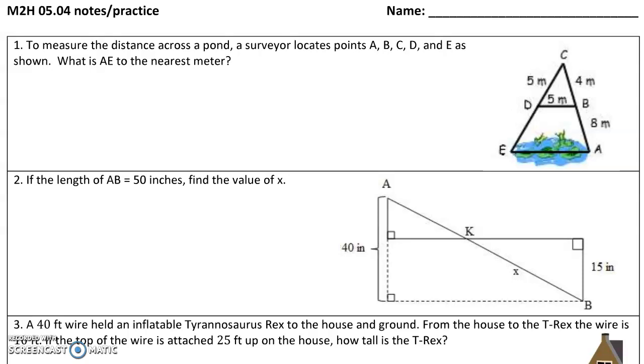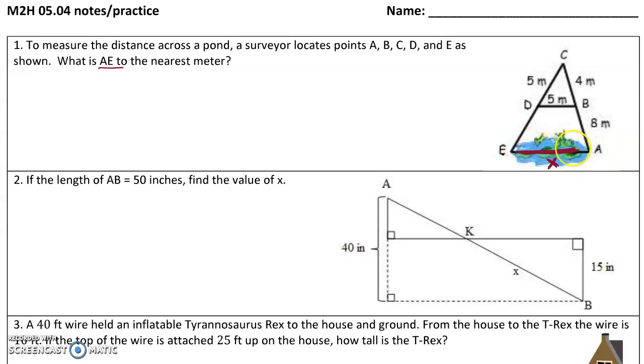Alright, so today we're going to apply some of the things that we know about similar triangles to solving them in real world contexts. So if we take a look at number 1, it says to measure the distance across a pond, a surveyor locates points A, B, C, D, and E as shown. What is AE to the nearest meter? So A to E, that's what we want to find, that's our X.